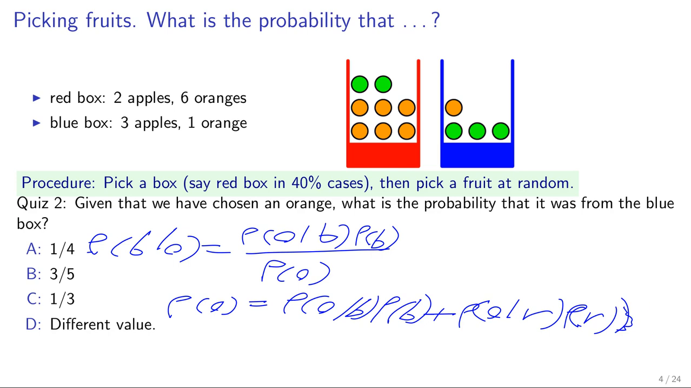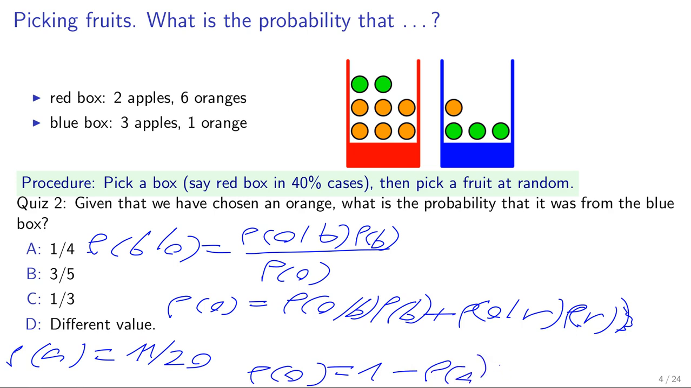Okay, so before we had the probability of apple, and that was 11 over 12, right? Now, the very basic rule of probability is that the probabilities sum up to 1. So we have here the probability of orange, which is the other case. So we could bring in all the numbers and get the result. Alternatively, the probability of orange is 1 minus the probability of apple, and then it's 9 over 20.